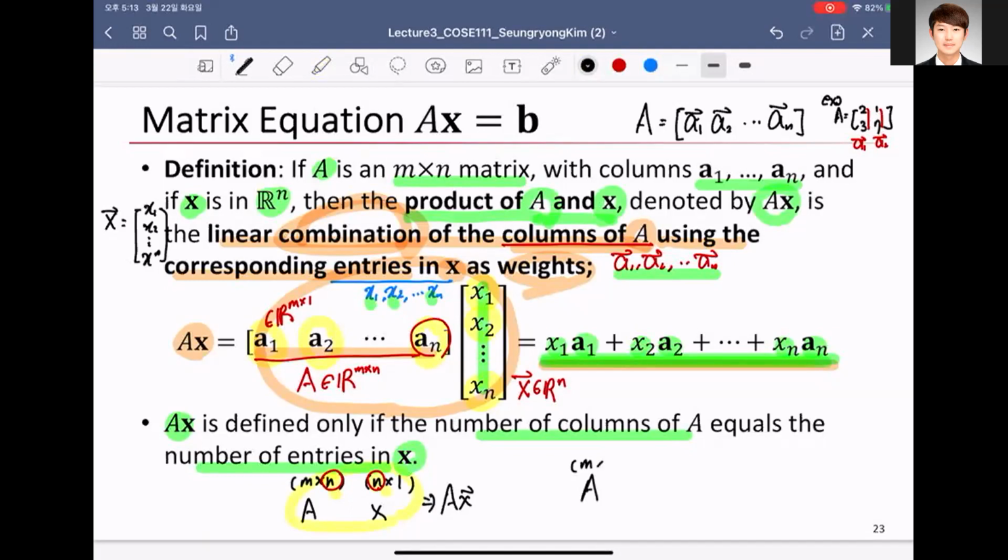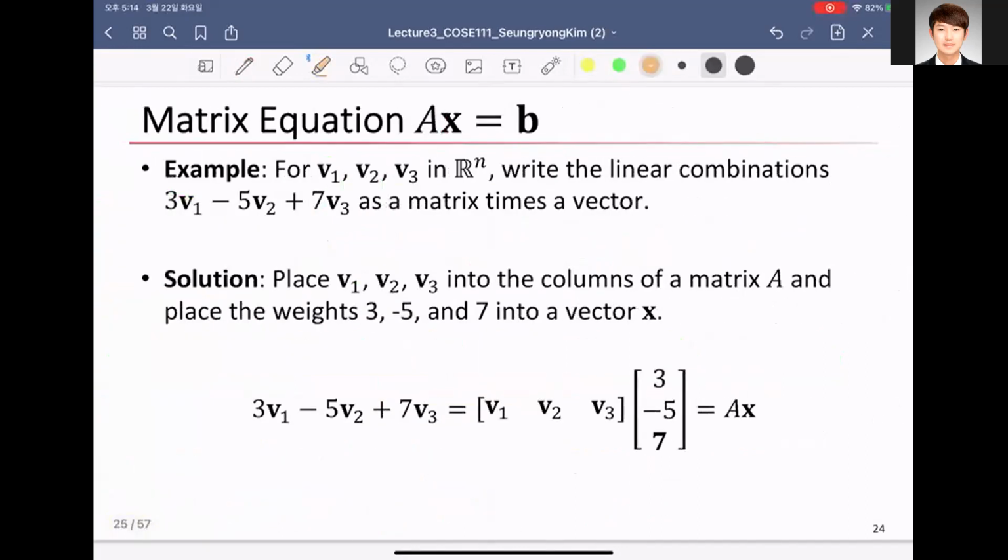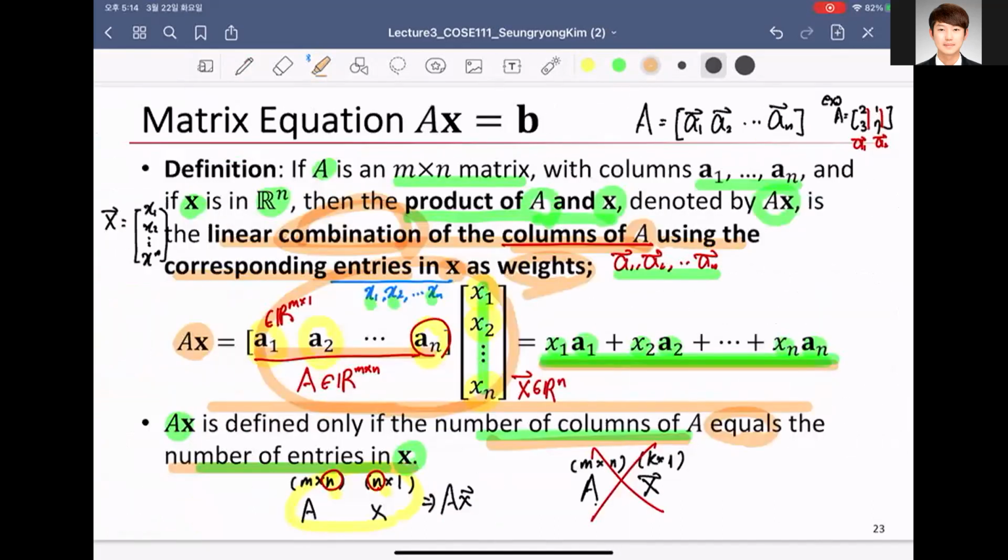If the size of A was m by n, but the size of the vector x is k by 1, then the matrix product Ax cannot be determined, because of this definition. Here, they should be equal. Okay. This is just the definition, and it's really easy to prove this statement correct. If you want to prove this definition, I'd like to show you this page first. We can just see an example that satisfies this definition.